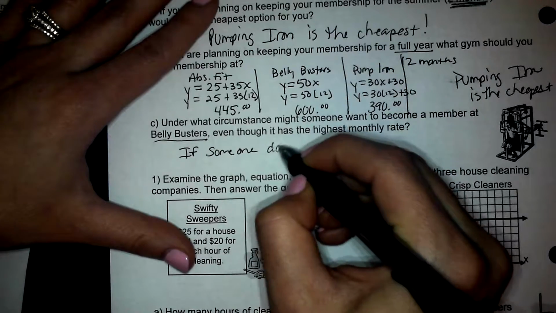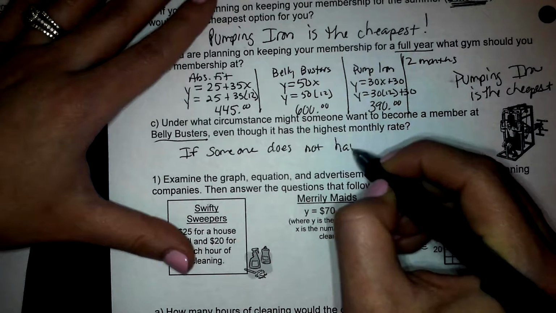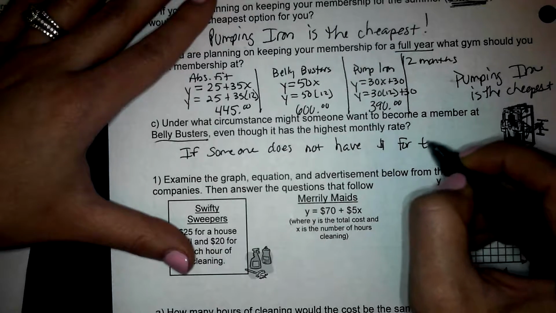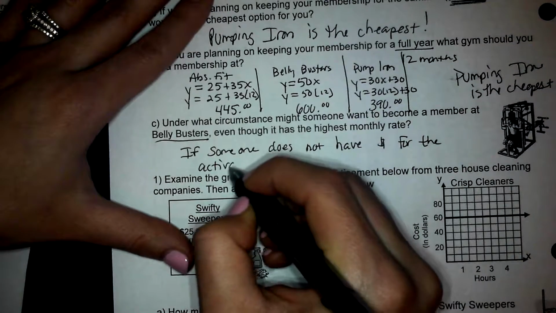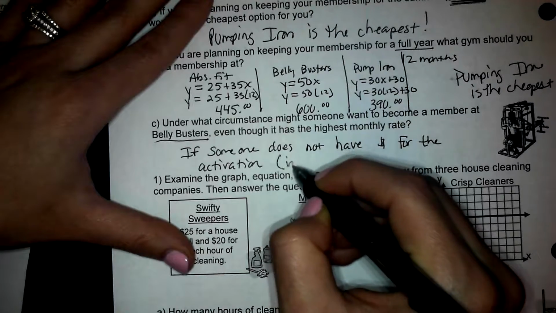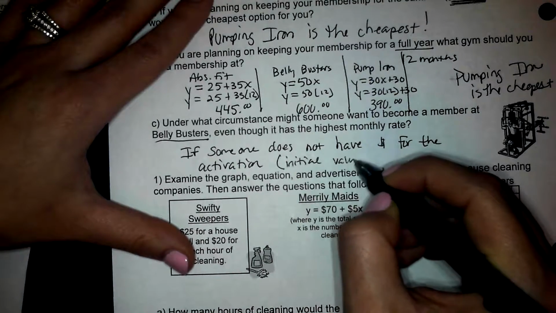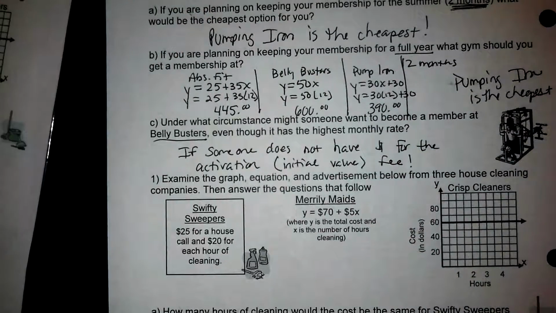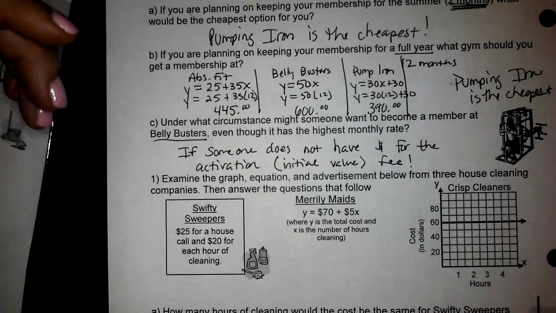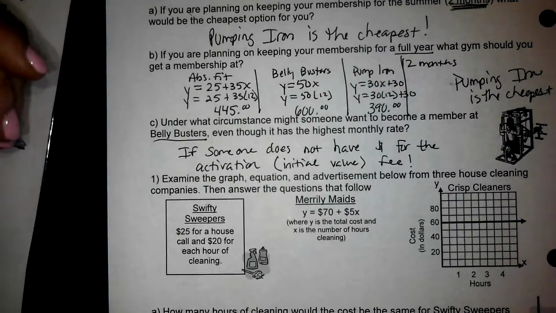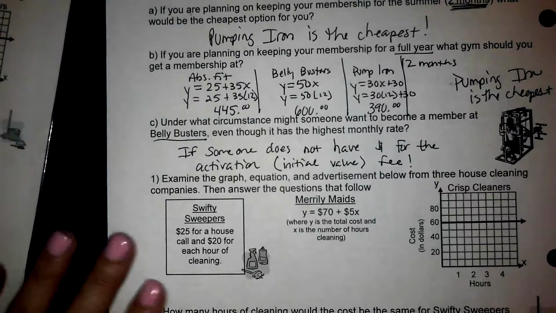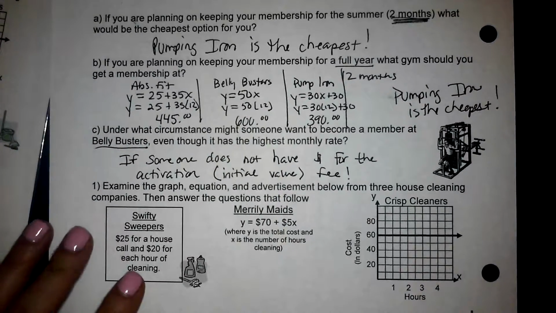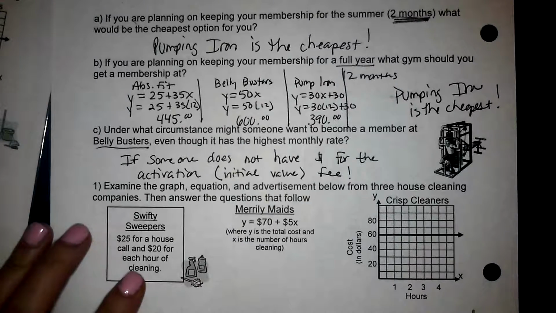So if someone does not have money for the activation, which I'm going to put in parentheses here, your initial value, that was like the start money, then they would go to Belly Busters because it would be free to start, and then you're only paying the $50 for that first month. So really within 2 months or that first month of time, you're only paying $50 compared to some of the other gyms where an activation fee is going to jack up the cost a little bit.